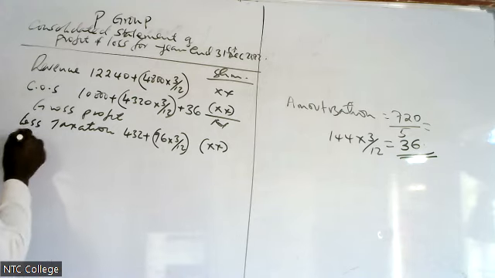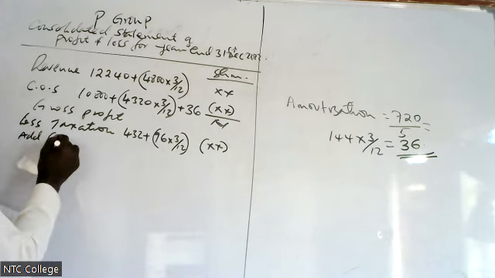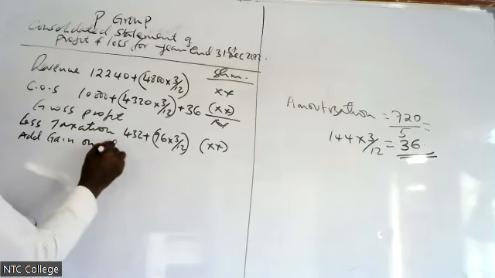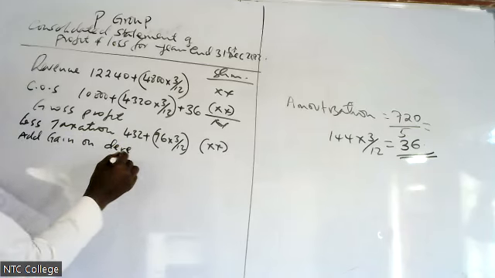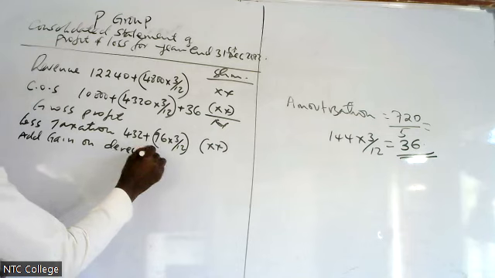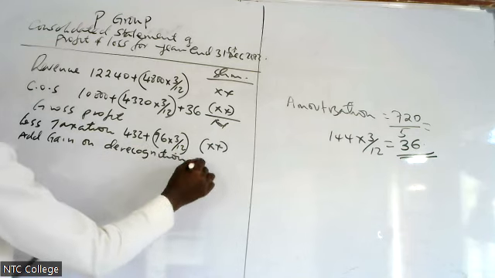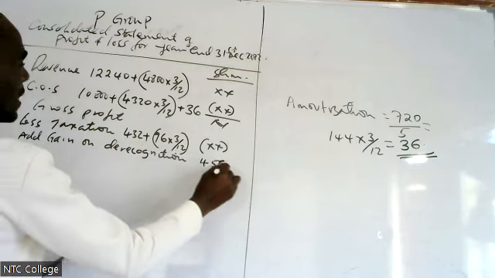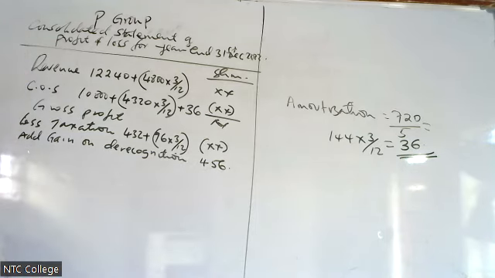Then I come to add gain on the recognition of associate of 456. That one we computed already.